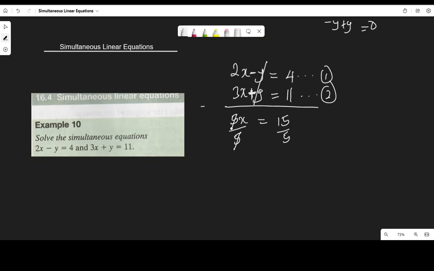So that this 5 will cancel this 5, which implies x is equal to 15 divided by 5, which is 3, which is what we get when we solve with substitution.